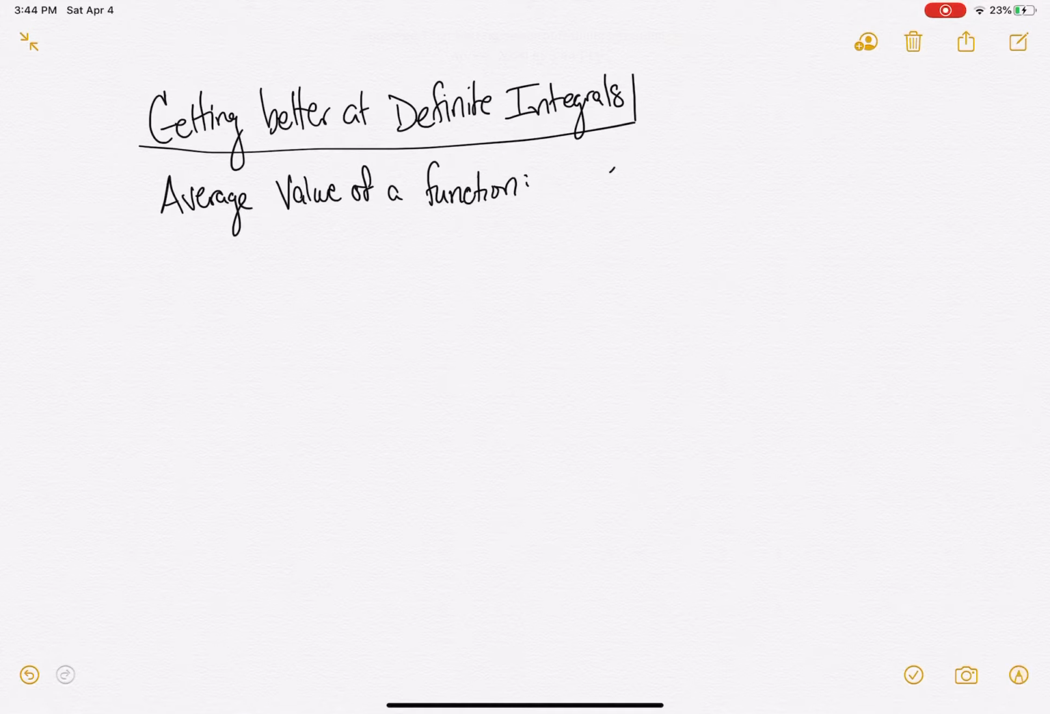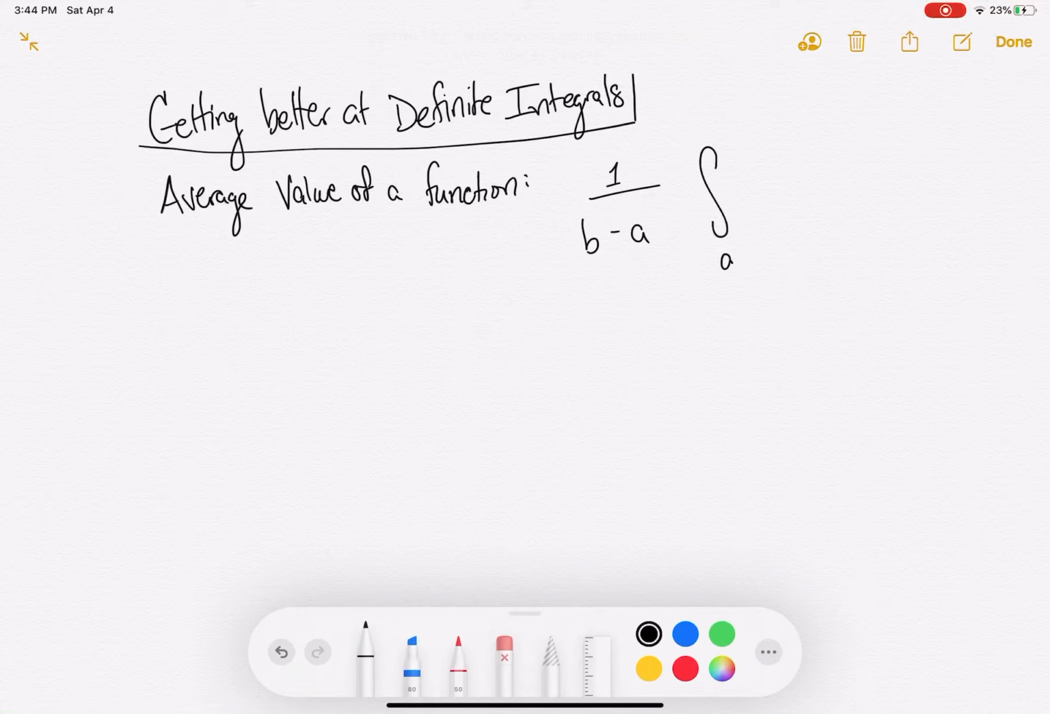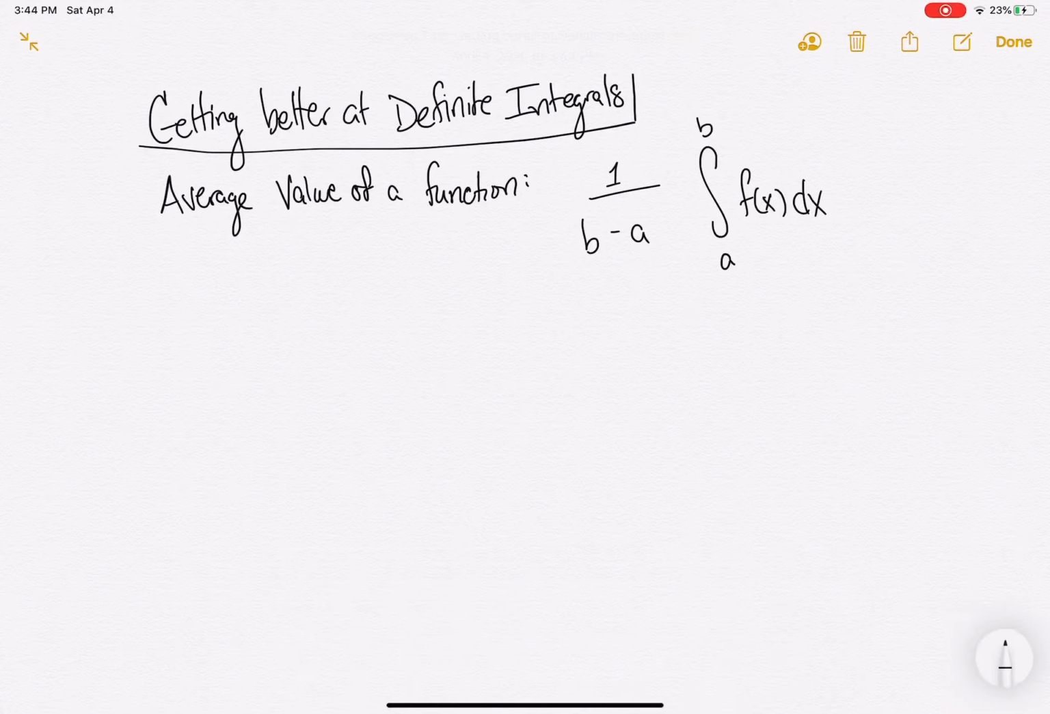This is simply defined as 1 divided by b minus a, integral a to b, f of x dx. So this is the average, AVG, of f of x on the interval AB. So don't worry about that notation on the right. That's just something I'm talking about. Okay, so this is the average value of a function over an interval.